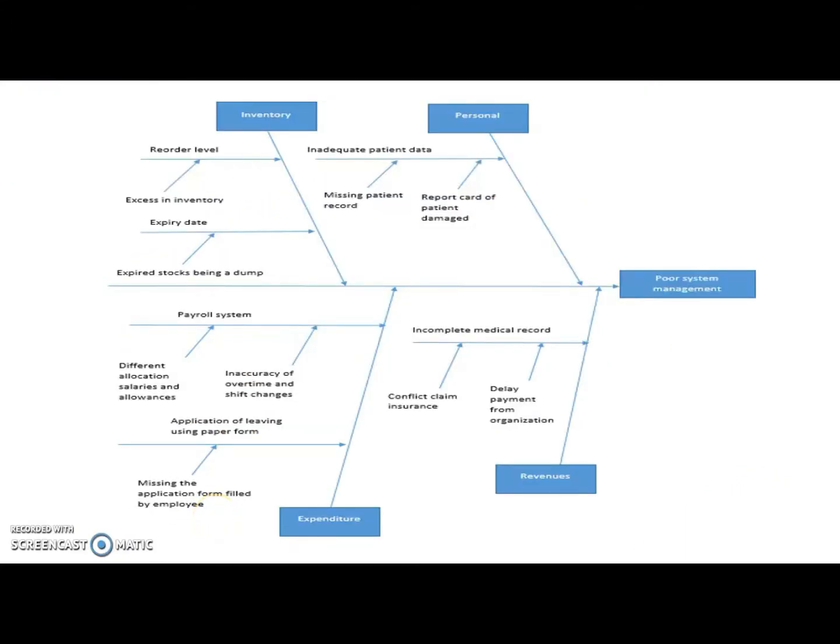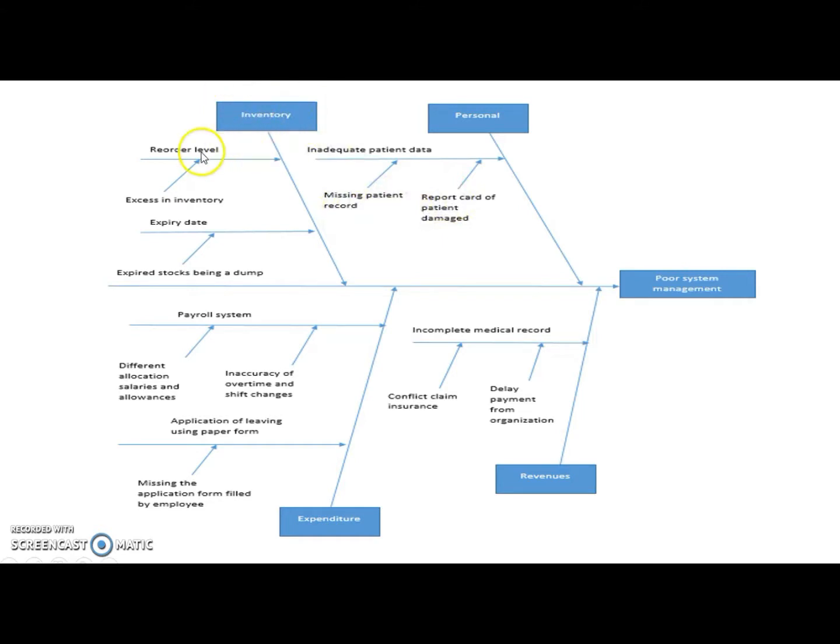SIHAT Medical Career System has some problems in its management system. Below are the problems listed using a fishbone diagram. The first problem is related to personnel, which is inadequate patient data. There are missing patient records and report cards of patient damage.